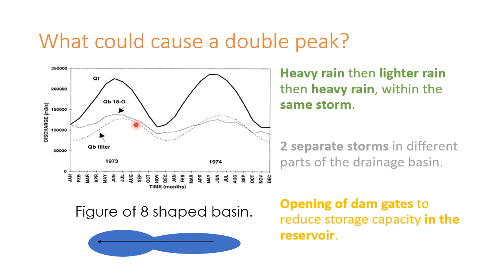The answer is you might get a double peak simply because there's two storms. So it rains once, it rains twice. Or it could be that it rained once and then they decided to open a dam and release the water. Or it could be a figure of eight-shaped basin. What that means is it rains here and the water travels down here and you get a peak. And at the same time, it rains here. Then later on, that same day perhaps, the water's got there and you've got a peak. Like I say, pretty rare, but it does happen sometimes in some rivers.